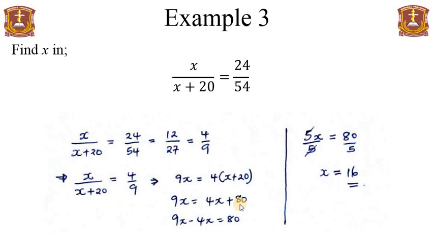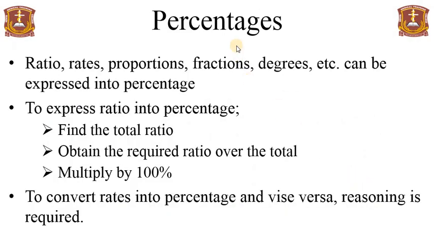And this simply means I want to collect like terms, so we'll end up with 9x minus 4x. When this gets to this side, it becomes negative, equals 80. Therefore, if you do that subtraction, you end up with 5x equal to 80. Divide throughout by 5, you get x as 16. Very simple. Let's talk about percentages.